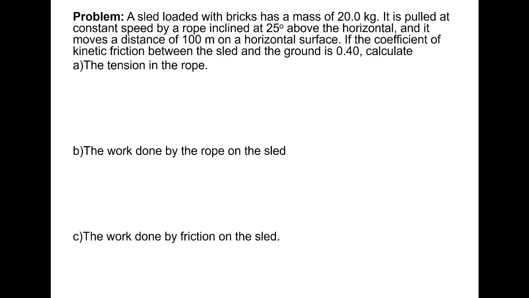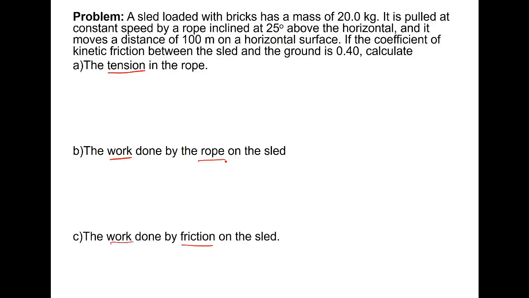Okay, here's another example. We have a sled loaded up with bricks, and it's got a mass of 20 kilograms. It's pulled at constant speed by a rope inclined at 25 degrees above the horizontal, and it moves a distance of 100 meters, and we have a coefficient of kinetic friction of 0.4. So we want to find a few things: the tension in the rope, the work done by the rope on the sled, and the work done by friction on the sled.